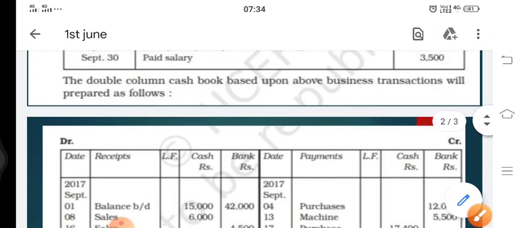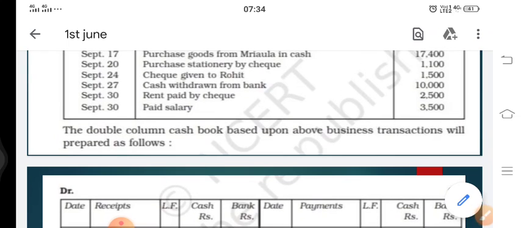Or as a journal entry, you can say rent account debit to bank account. Since bank has got credited, we'll go to the credit side of bank and write by rent. And the last point we have is paid salary worth rupees 3500.